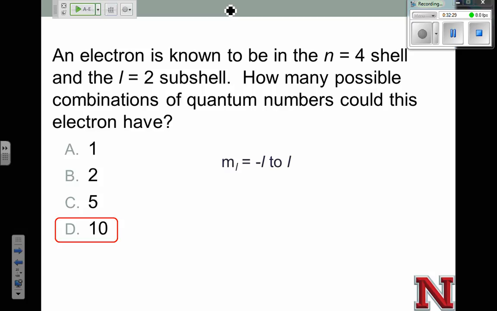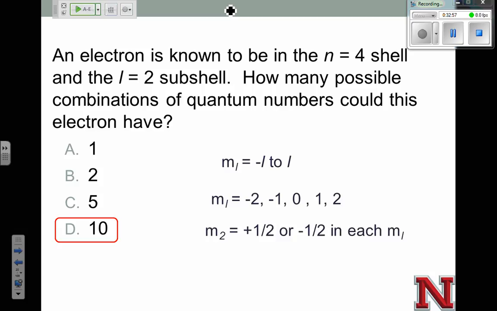But why? So remember, first off, we know it's in n equals 4. L equals 2, we know that too. Our ML is negative 2 to 2, so that means our ML is those 5 d orbitals: negative 2, negative 1, 0, 1, and 2. But in each of those degenerate 5 orbitals, we can have spin up or spin down. So because of that, we have 10 possibilities: 5 spin up and 5 spin down. And of course, we were told it was n equals 4 and L equals 2, so we were told some of that.